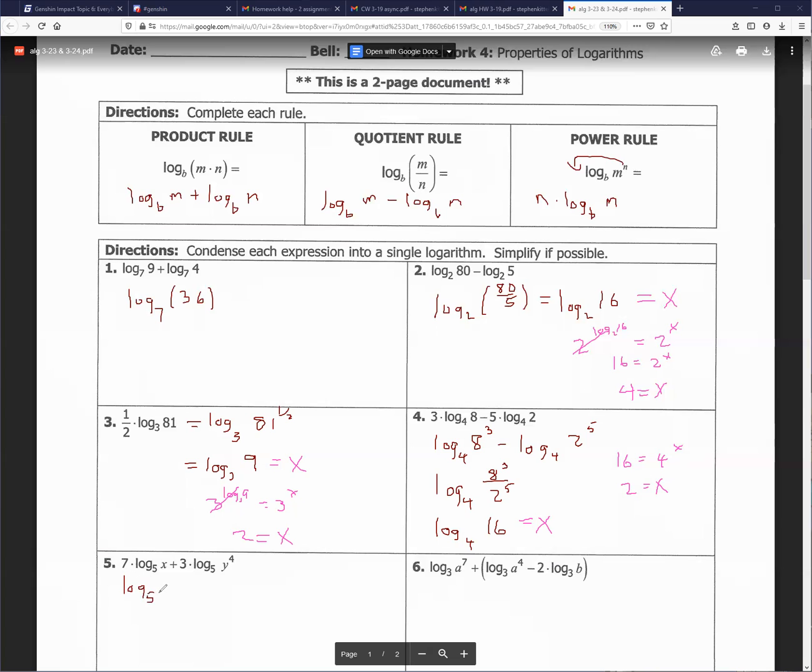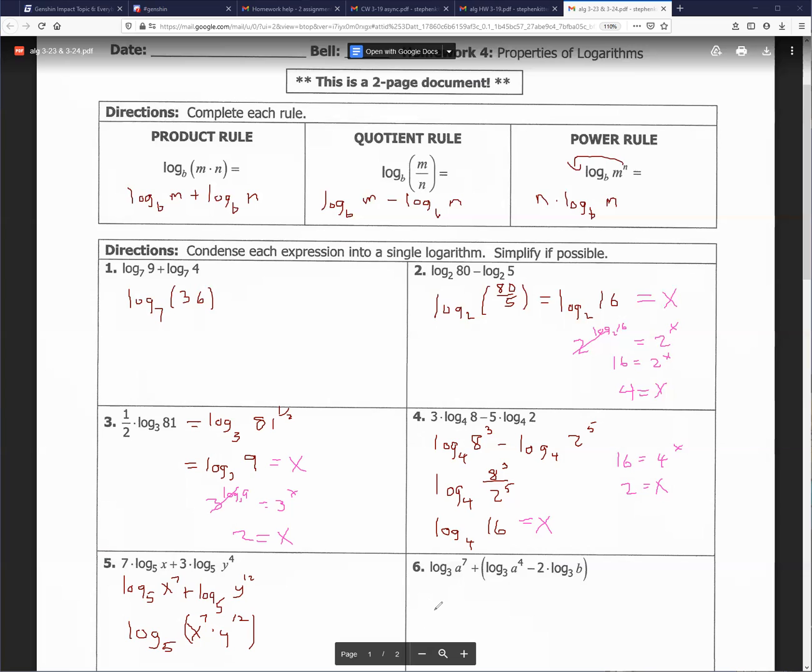Log base 5 of x to the 7th plus log base 5 of y to the 4th to the 3rd, which is y to the 12th. And then we can condense these using the product property and say this is x to the 7th times y to the 12th. I'll put these in parentheses for good measure. Obviously, there's no simplifying if these are variables and not numbers.